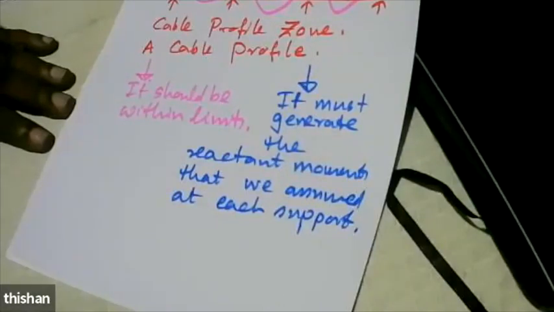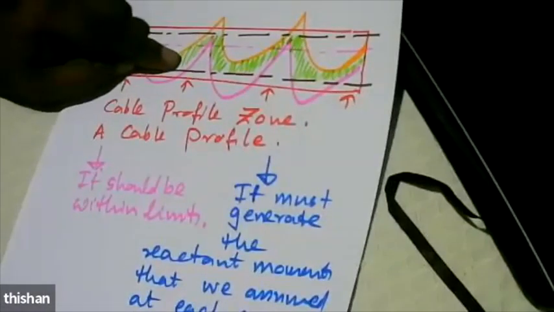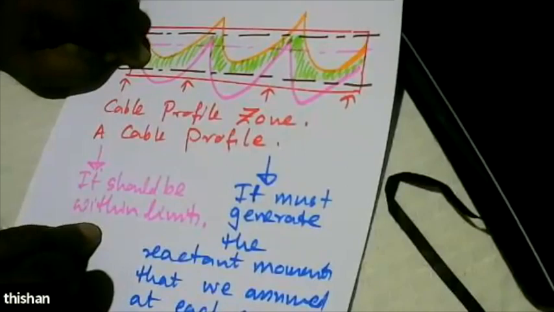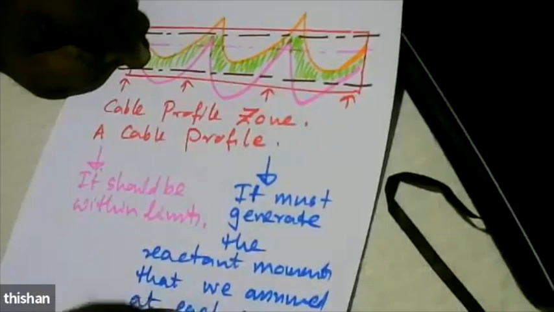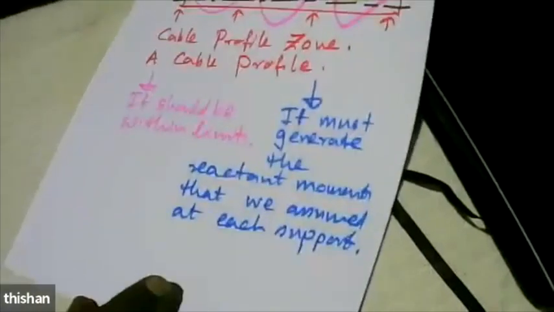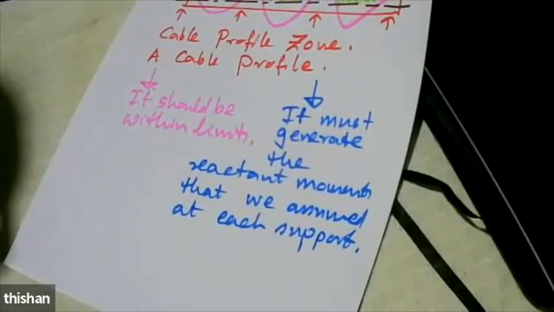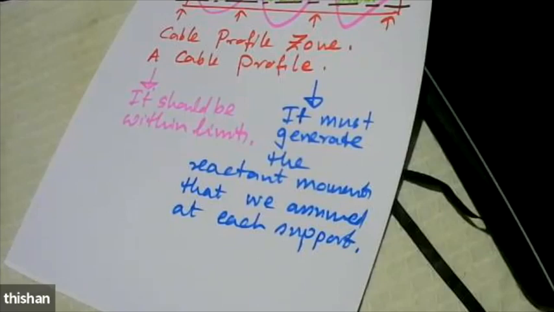Now we have a special condition. Fitting something within this is not a major problem. But the problem is you have to fit something within these set limits, which at the same time ensures that it will generate the assumed secondary moments. This is the trick. This is the tricky part. And how are we going to handle that? And for that, we are going to learn a new term.